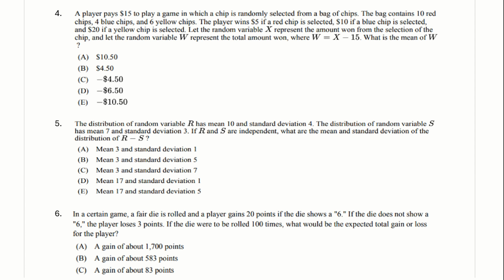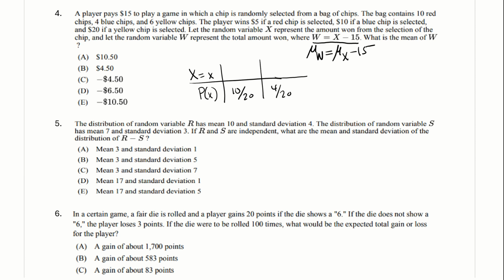All right, well, first off, we have to use this information here. If we want the mean of W, the mean of W is just the mean of X minus 15, okay? So that's the transformation there. And to find X, we're going to have to set up a probability distribution. So it says we have 10 red chips, 4 blue chips, and 6 yellows. So that's out of 20. So we know all these are out of 20. And then it says there are 10 red chips. So let's do that. 10 red chips. We have 4 blue chips and then 6 yellow.